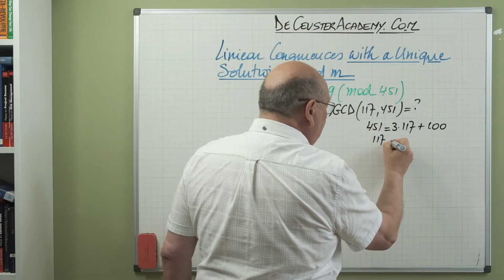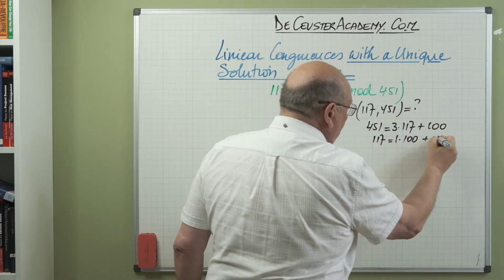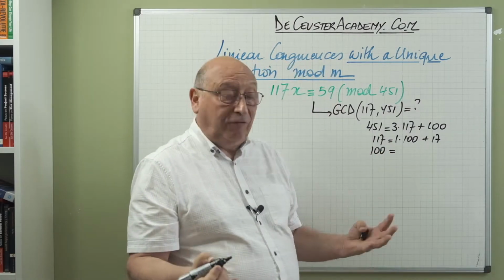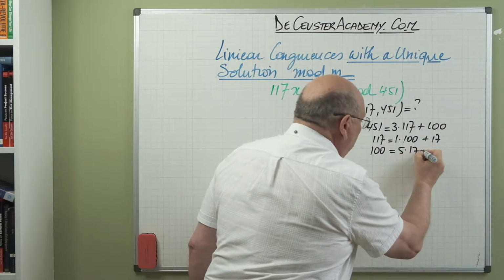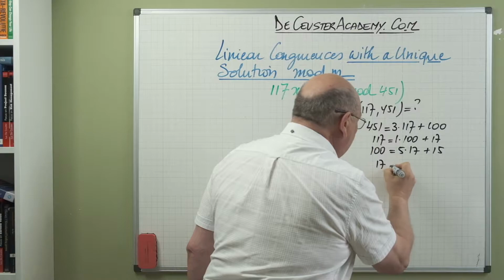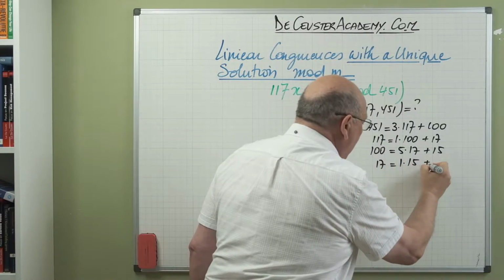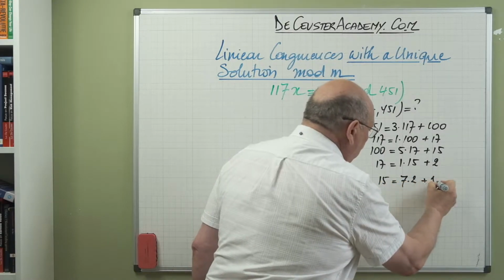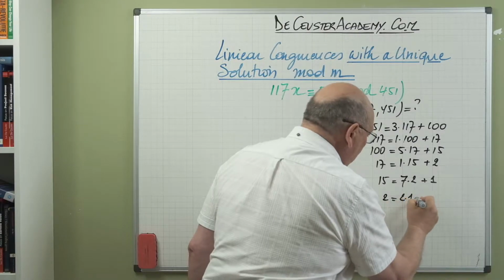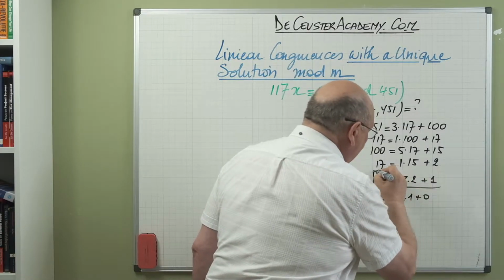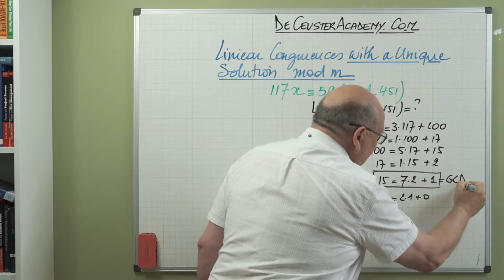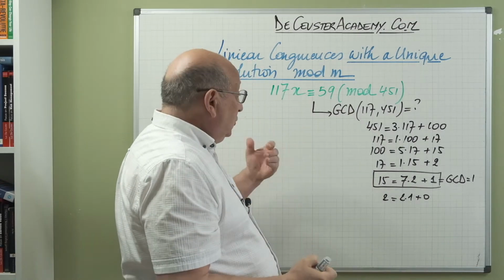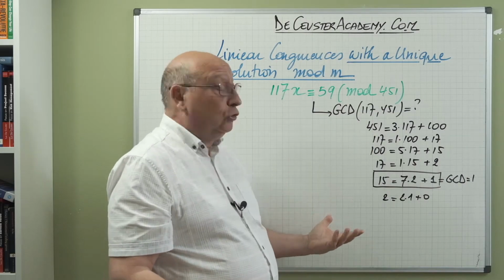So we go: 117 is 1 times 100 plus 17. Now we take 100. We can write this as 5 times 17 plus 15. 17 is 1 times 15 plus 2. 15 is 7 times 2 plus 1, and 2 is 2 times 1 plus 0. So we find that the GCD equals 1. So basically from this we know that there is one unique solution, modulus m.